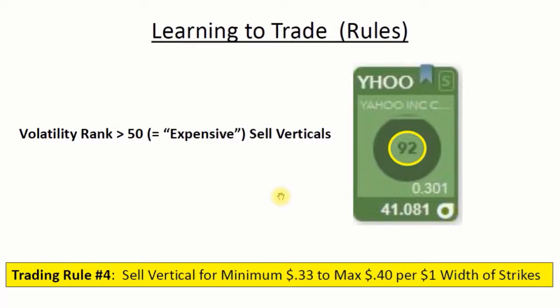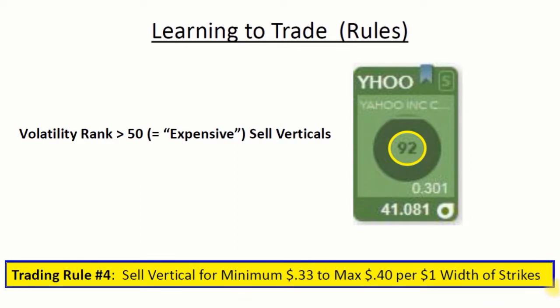Okay, so now that you know you're supposed to sell a vertical if the volatility rank is over 50, how do I sell a vertical? What do I do next? Well, that leads us into trading rule number 4. I'm so glad you asked.